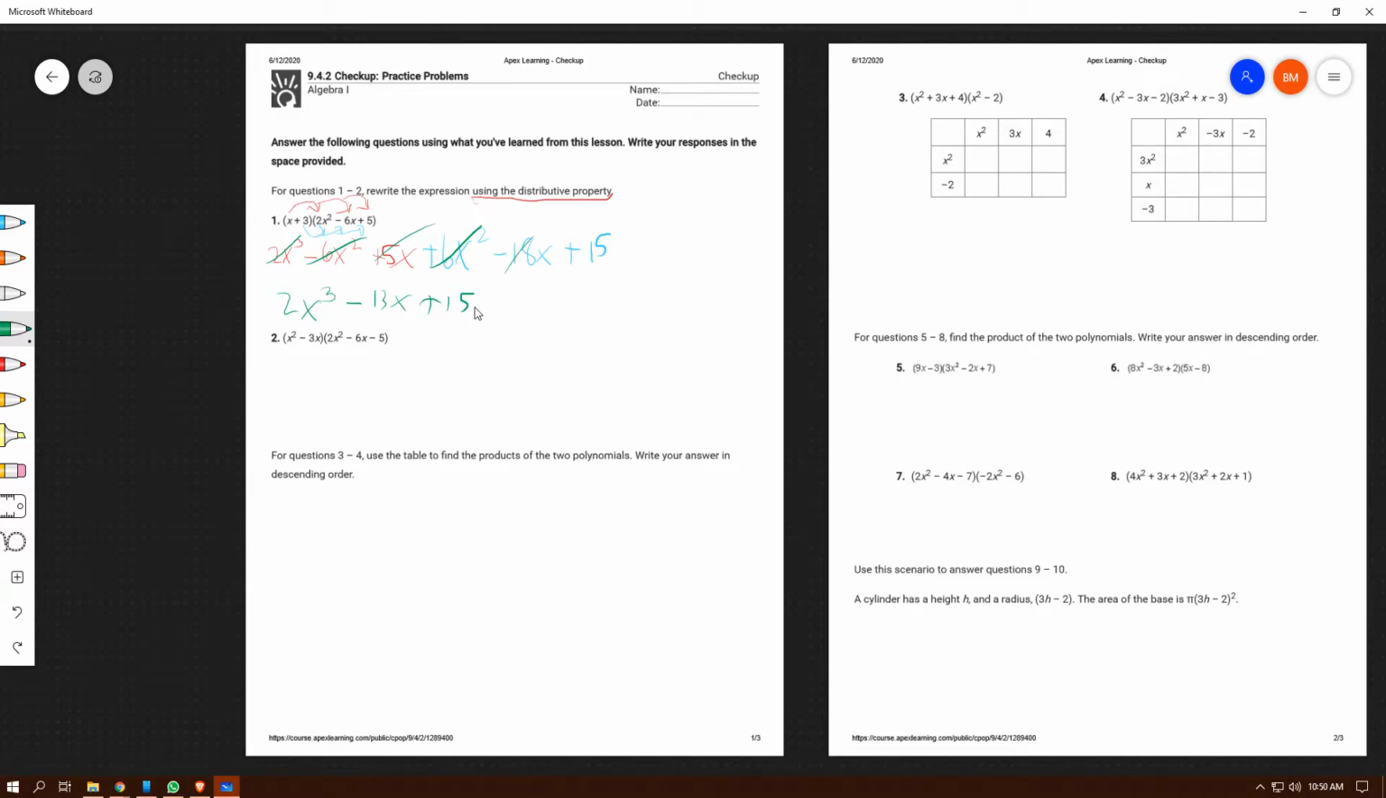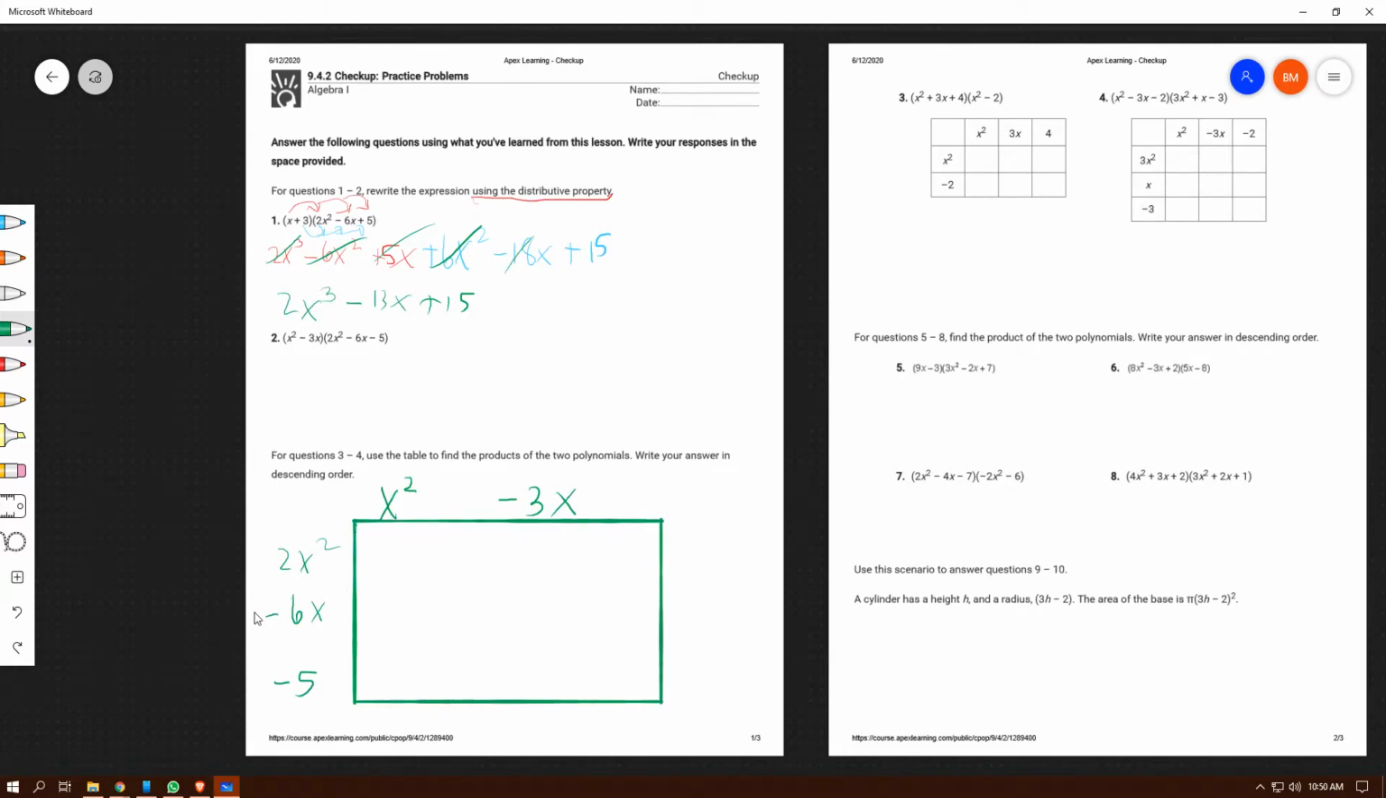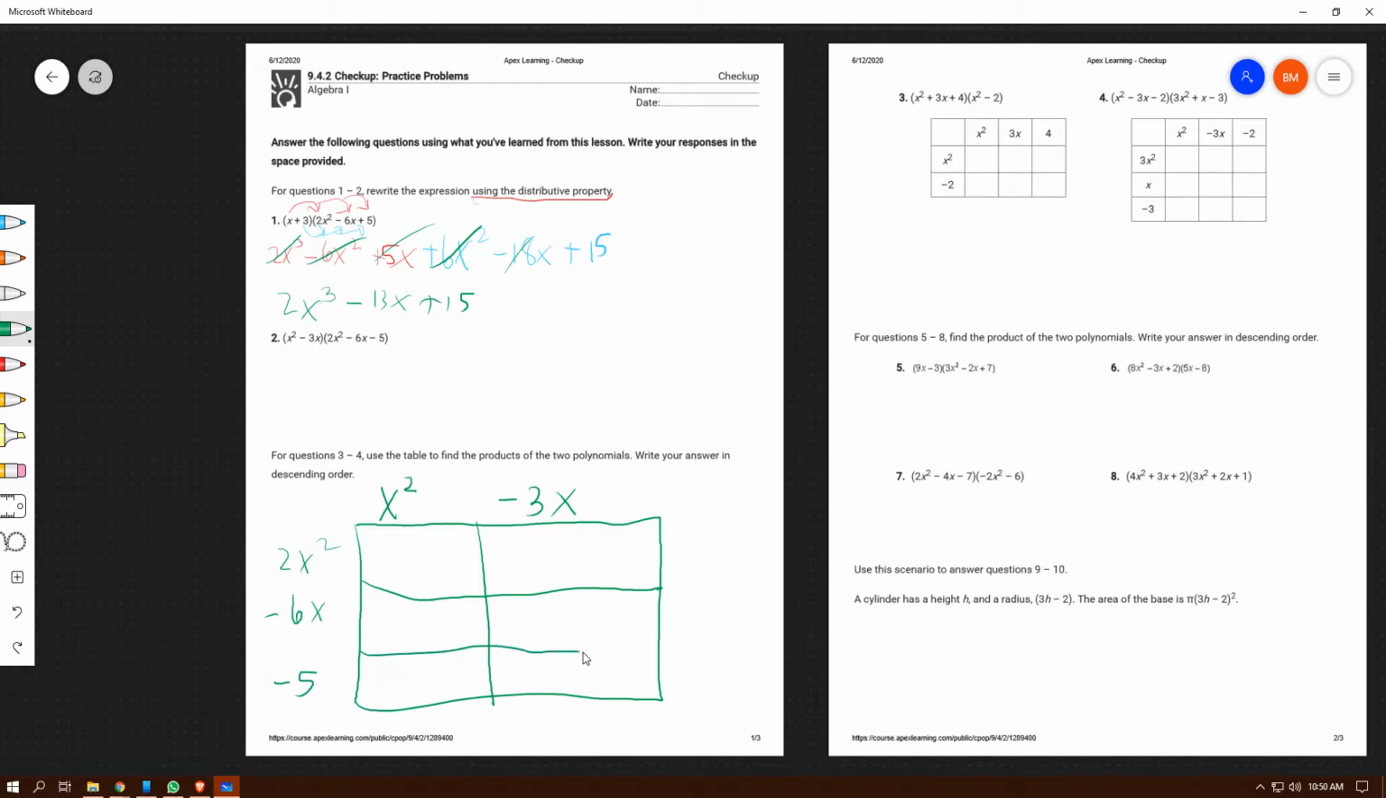All right. Now, number 2, we're going to set up the box. So I have x squared and negative 3x. Now, going down, I'm going to have 2x squared, negative 6x, always take the signs, and negative 5. Draw my box. Oh, that's an awful box. And now we have to draw 3 rows.